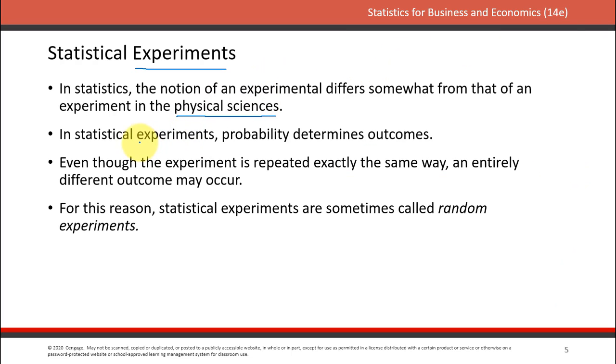So they say in statistical experiments, probability determines the outcome. In other words, we don't know what's going to happen, even though the same experiment is repeated exactly the same way. So we roll a die, and we roll it twice, and we do it sort of exactly the same way. Well, that's kind of questionable whether it's really exactly the same way, but we're going to say we're performing it exactly in the same way. An entirely different outcome may occur. So that's what we mean by experiment here.